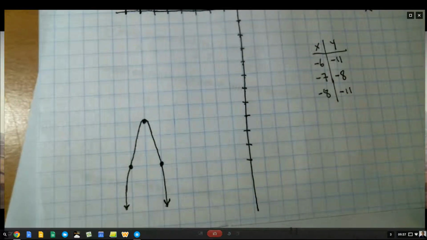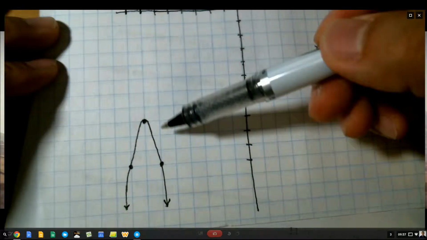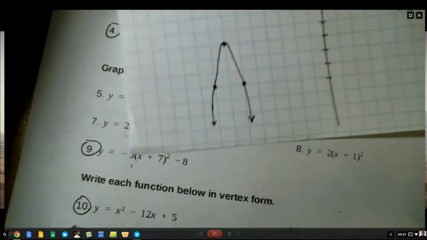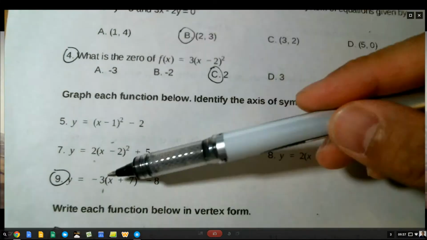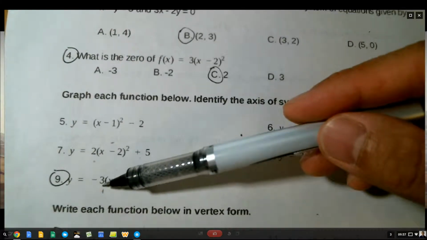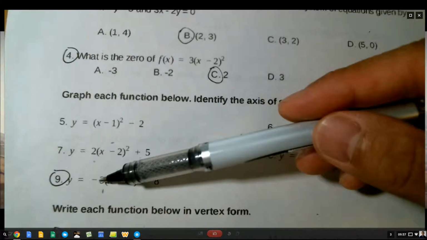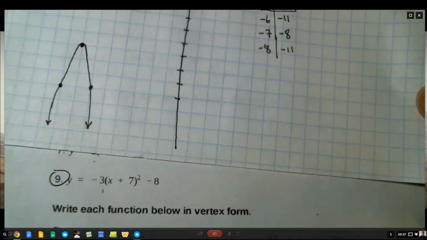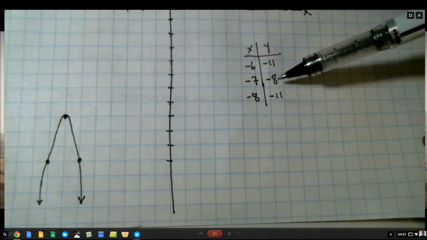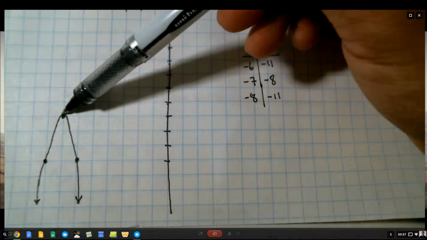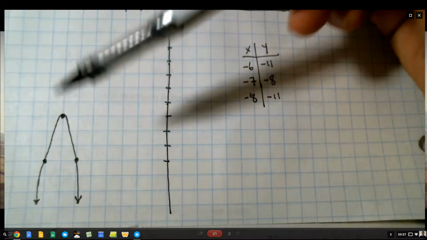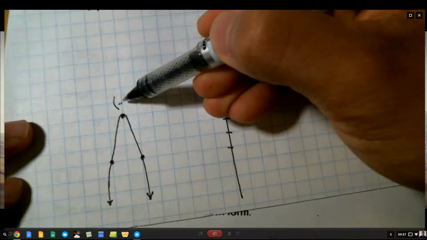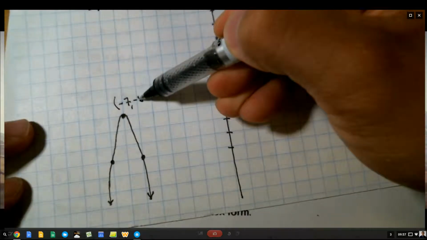Now, notice that it makes sense because, first of all, the parabola is pointing down. We know that to be true because we have a negative value in front. The a is negative, so we know it points down. And we know the vertex is at negative 7, negative 8. Here's my vertex, it points down, that is correct. I'll label it: negative 7, negative 8.